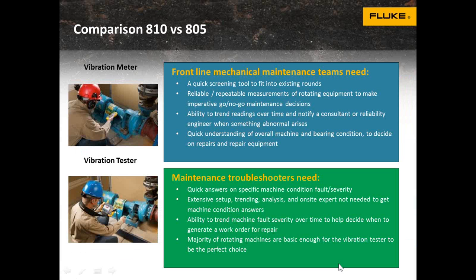So that brings us to the end. As an overview, the 810 and the 805. The 805 is a vibration meter, and it's used for the frontline maintenance mechanic teams as a screening tool to fit in their existing rounds, gives them go, no-go maintenance decisions, and trend the readings over time to know when to call in a consultant or to call in the big guns, the vibration tester. The vibration tester at the bottom is for maintenance troubleshooters who need answers about the specific fault and the severities.